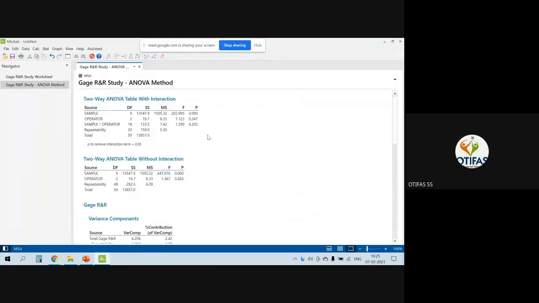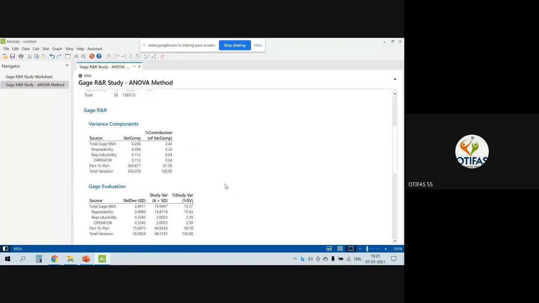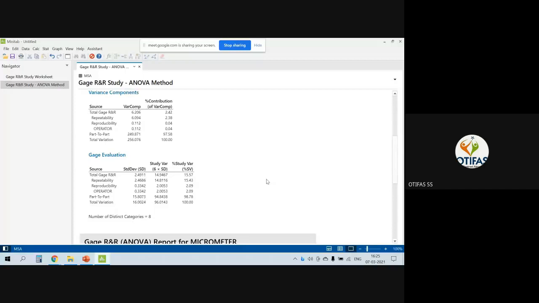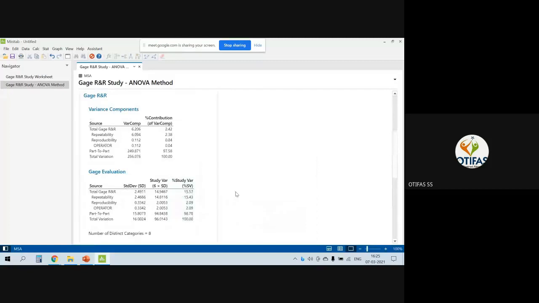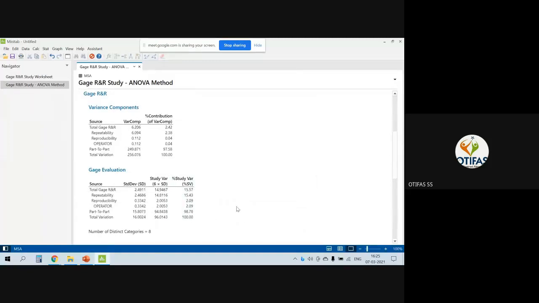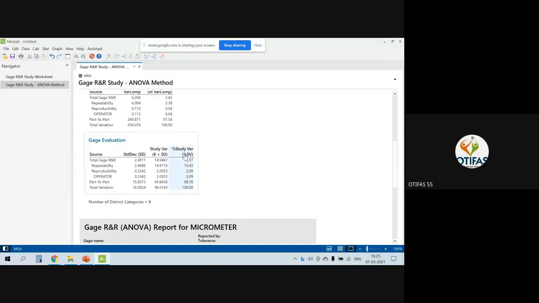Now see, there are certain things here, which you will learn in green belt and black belt. Let us understand how to analyze the MSA with the help of the graph and the percentage study variation. What we are going to analyze here is the percentage study variation.